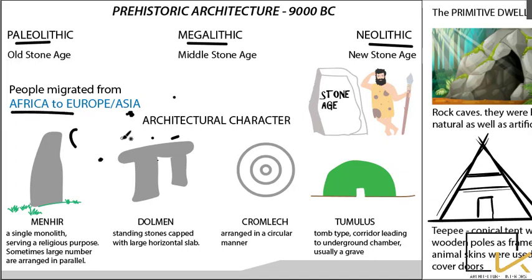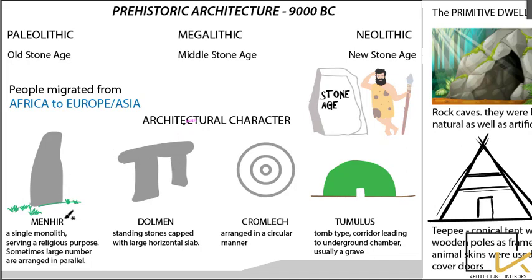In these history videos I will mainly be teaching you the architectural character. We will not go so deep into how man evolved and what all they did, as that's beyond the scope of it. I will be teaching only architectural character. So during prehistoric time there were four main structures.